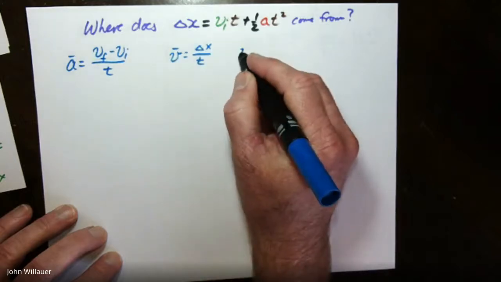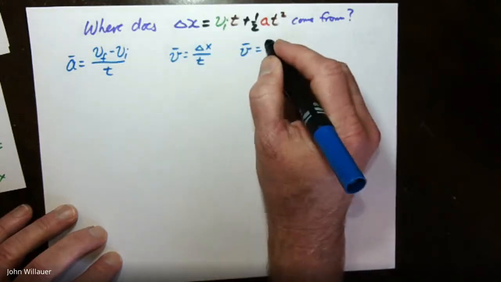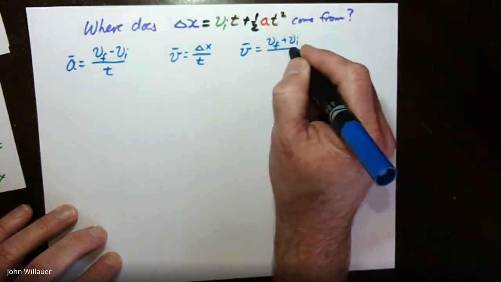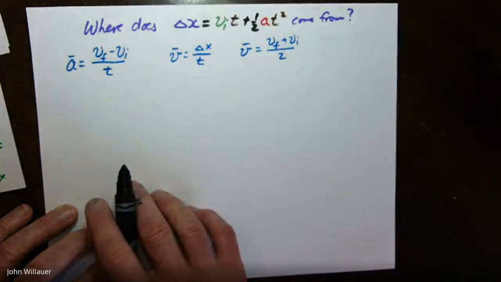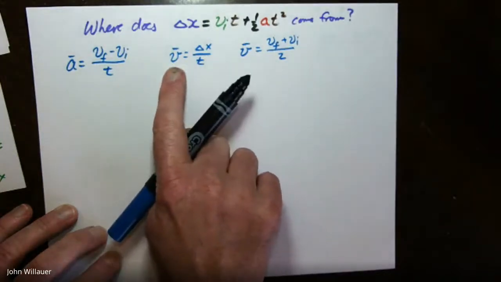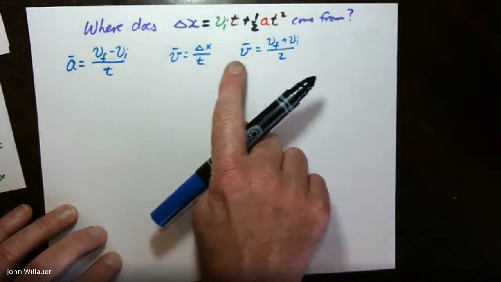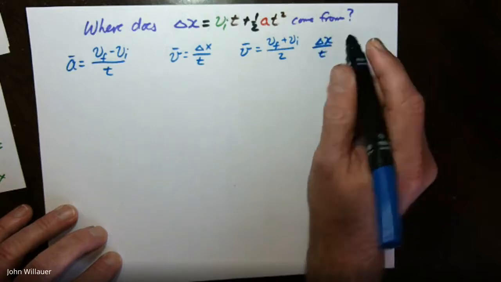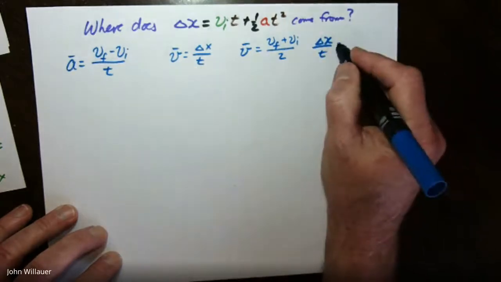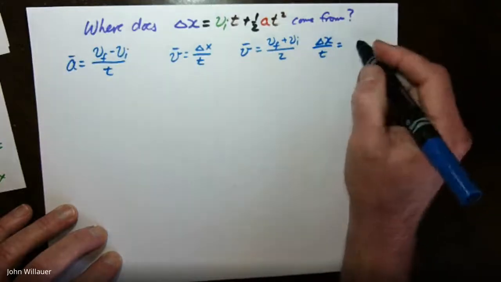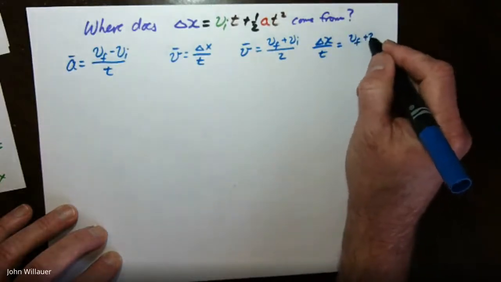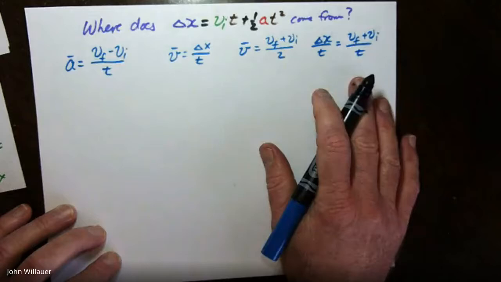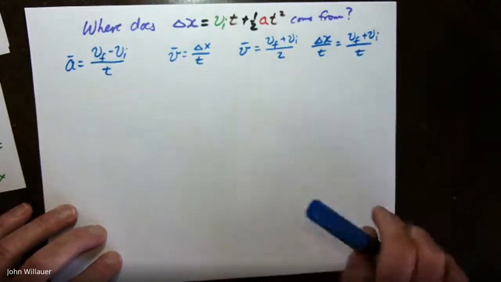There is another way to get an average velocity, and that would simply be to say, well, take your final velocity, add it to your initial velocity, and then divide by 2, and that would give you an average. So I have another way I can say this. If both of these are average velocities, I can then say the following, that the displacement divided by time, which is an average velocity, has to equal an average velocity, which is my final velocity plus my initial velocity divided by 2.